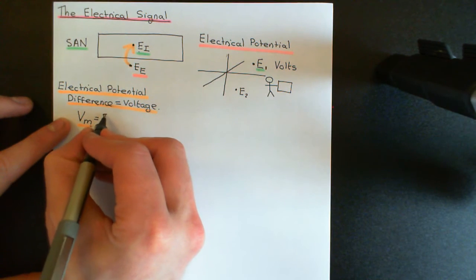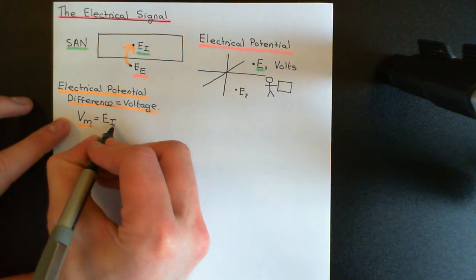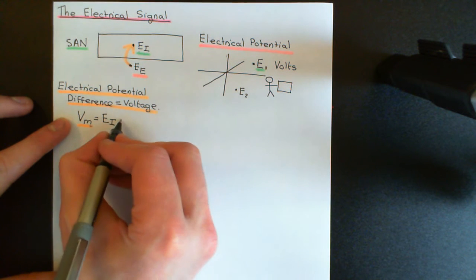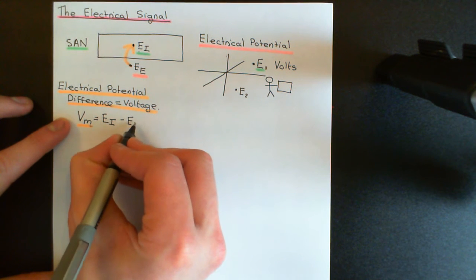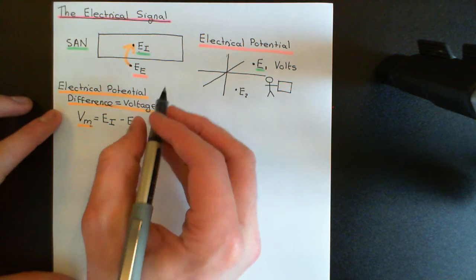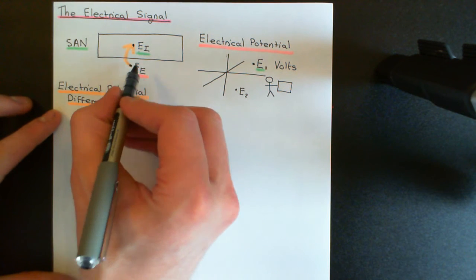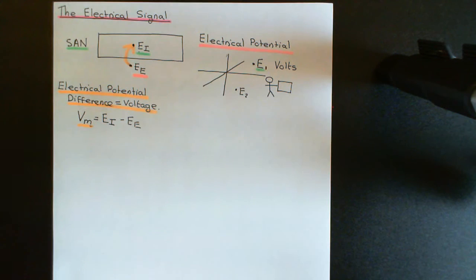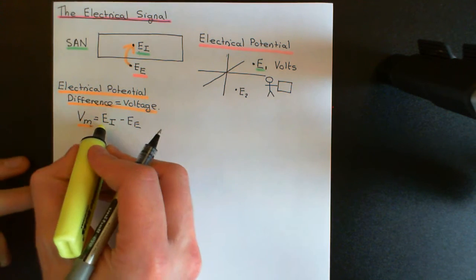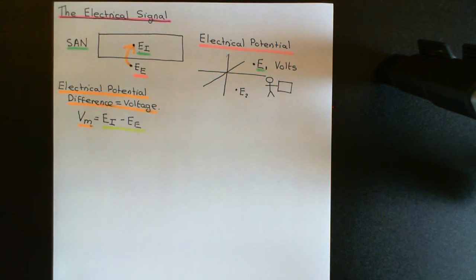Okay, and of course this is just going to be the electrical potential after the jump, so after he's arrived here, subtract the initial electrical potential, which is the electrical potential extracellularly. And of course you can hopefully see that if you were to add this to the electrical potential extracellularly, you would just get the electrical potential intracellularly. Okay, so this is the formula then for the electrical potential difference across a cell membrane.